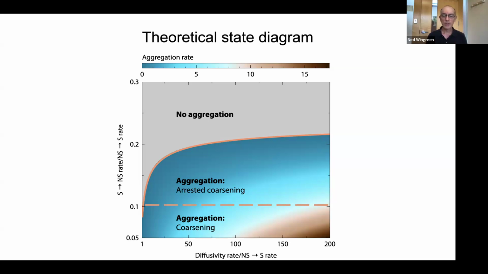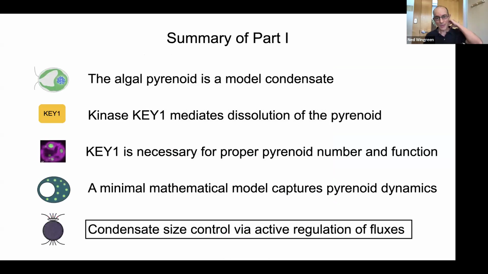Arrested coarsening would mean that there's a preferred size, or at extreme limits, you can find that there is no size control because everything would decide, just like oil and water, that it would continue coarsening, eventually getting to one big condensate no matter what.